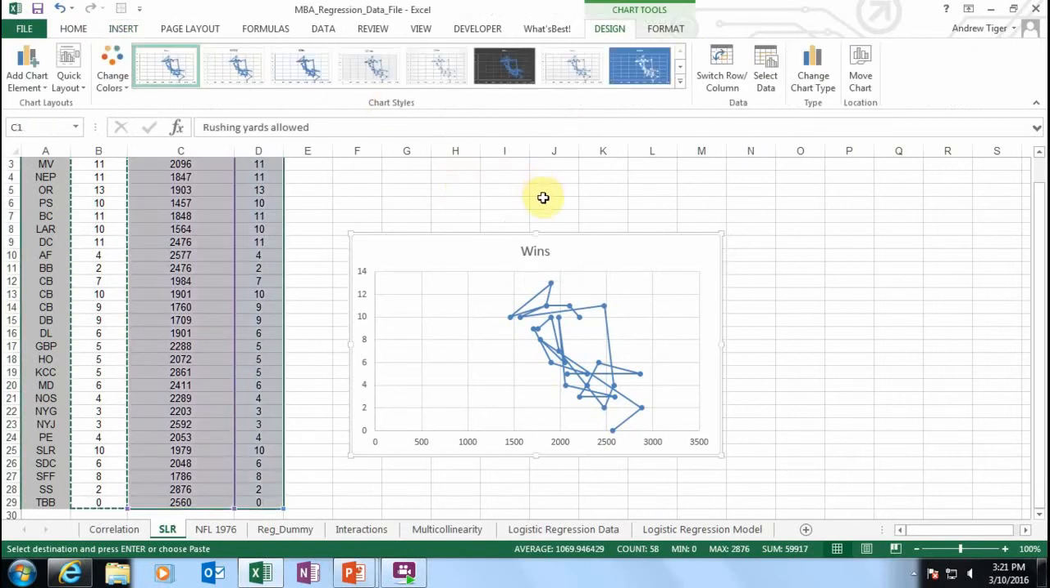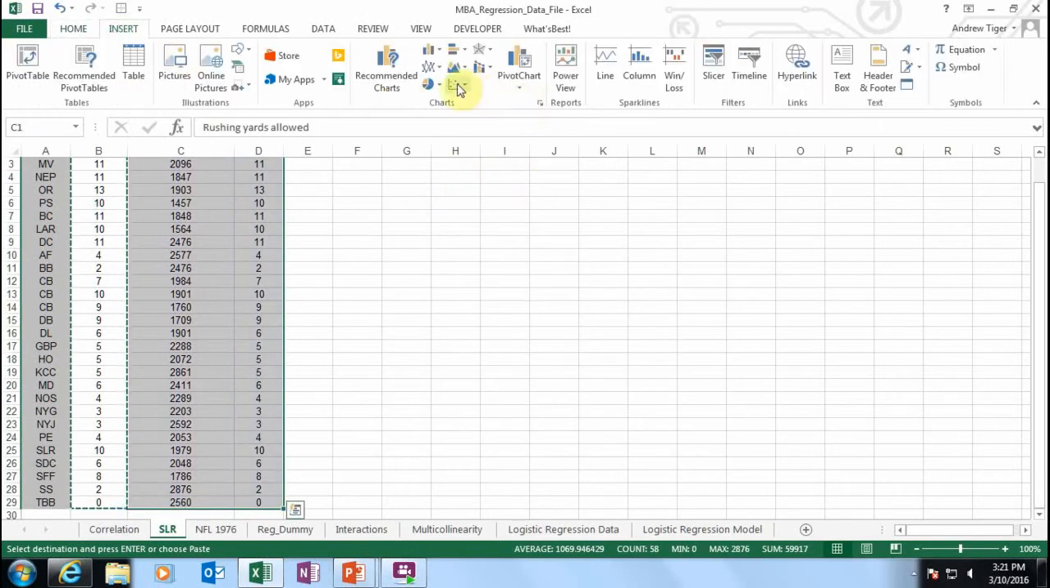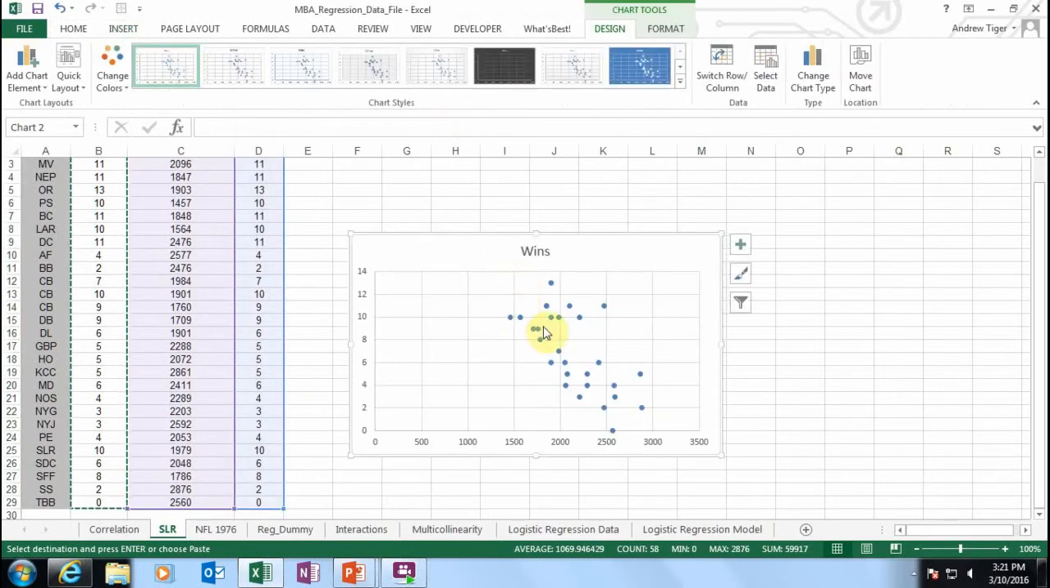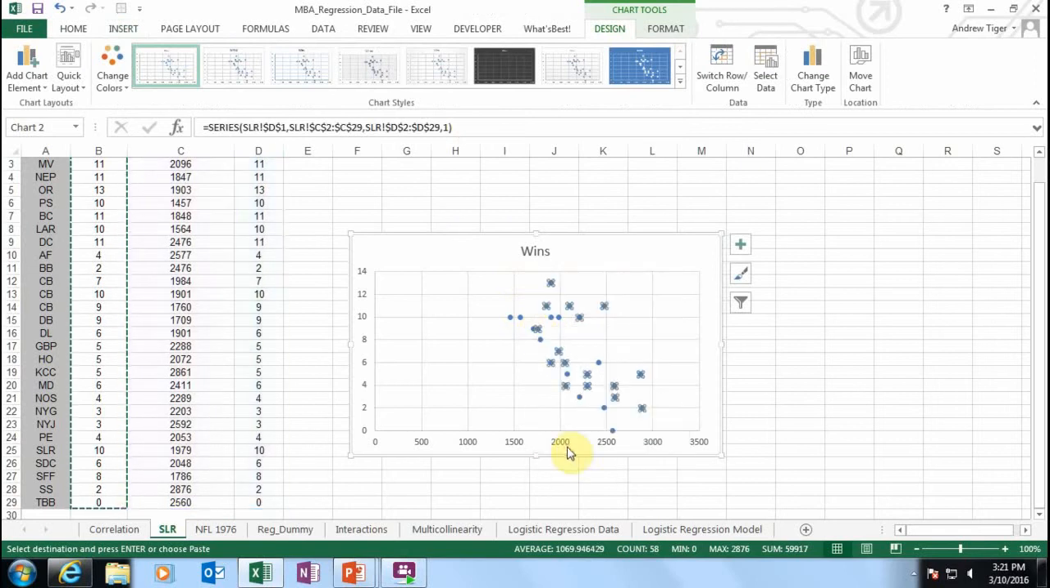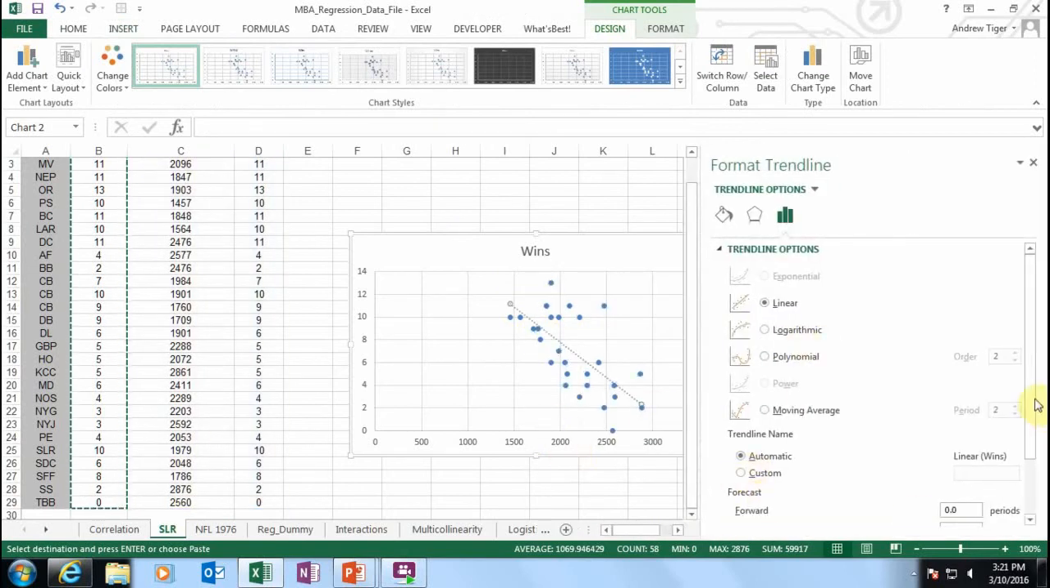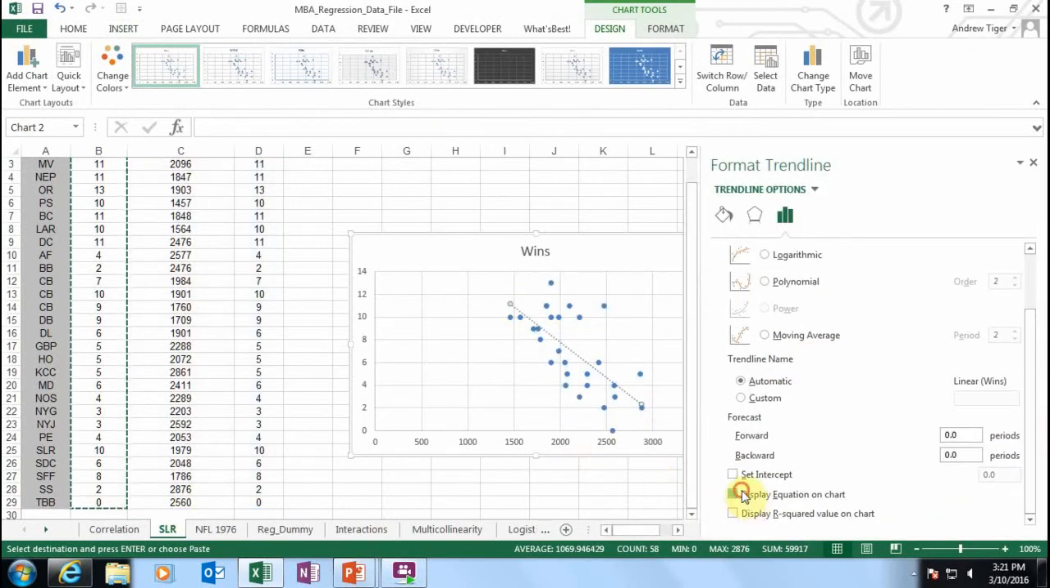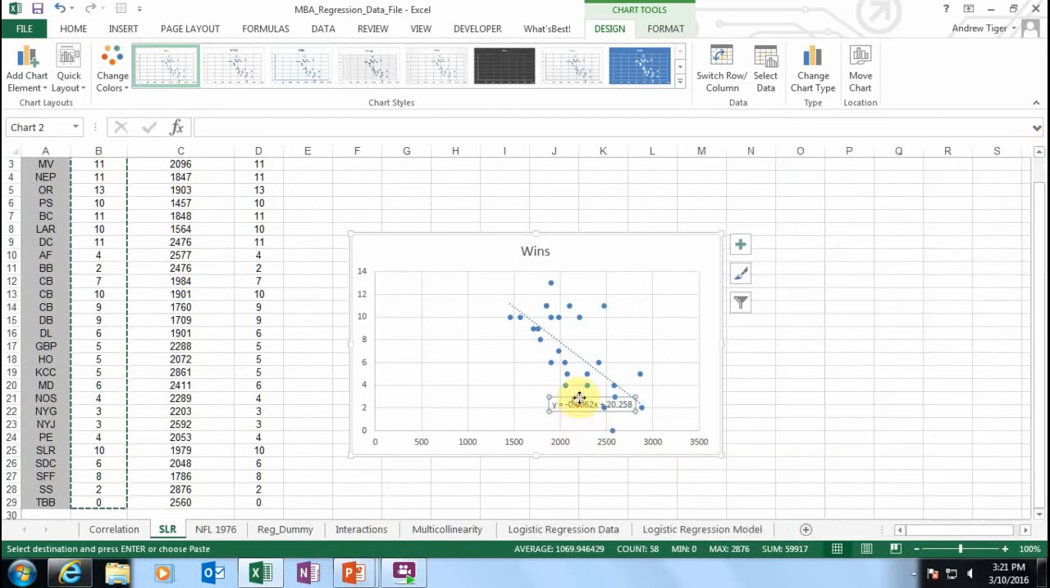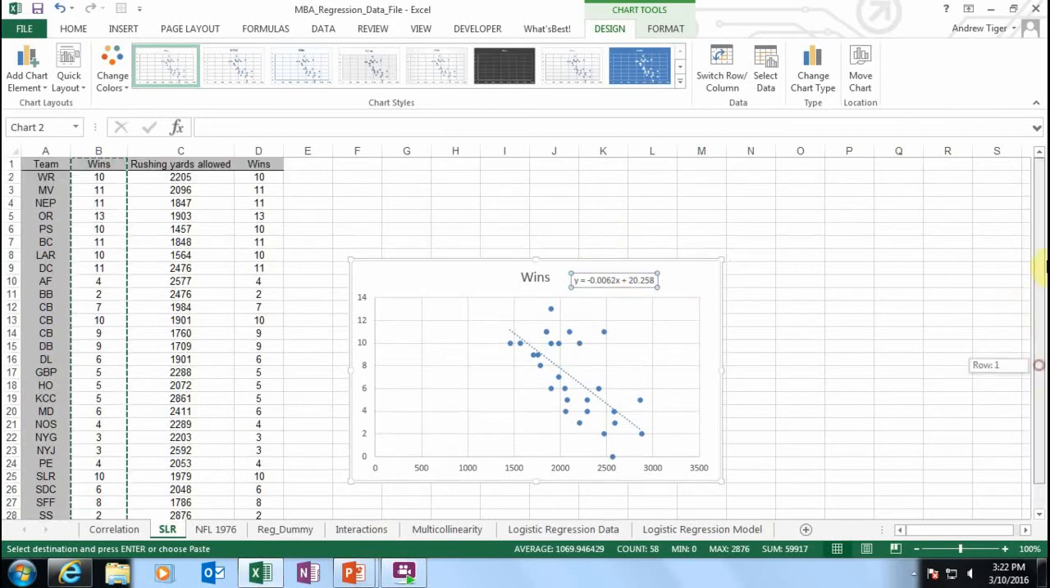Whoops, that's not the one I want. Build an XY chart without the lines. Right click on one of the data points. And there you go. That is a regression equation where a scatter plot in getting the equation gave us the slope and intercept.